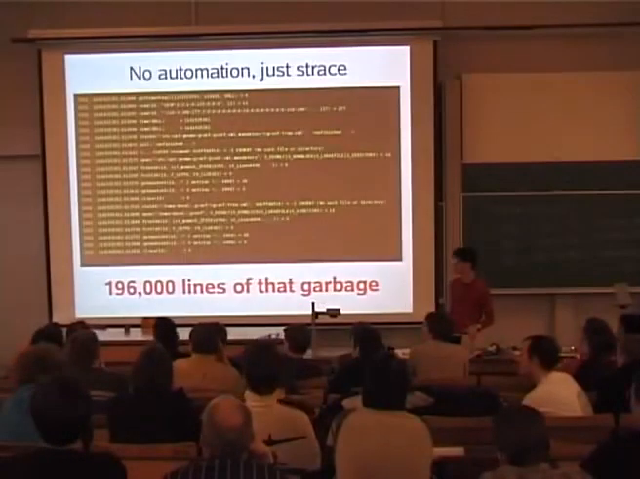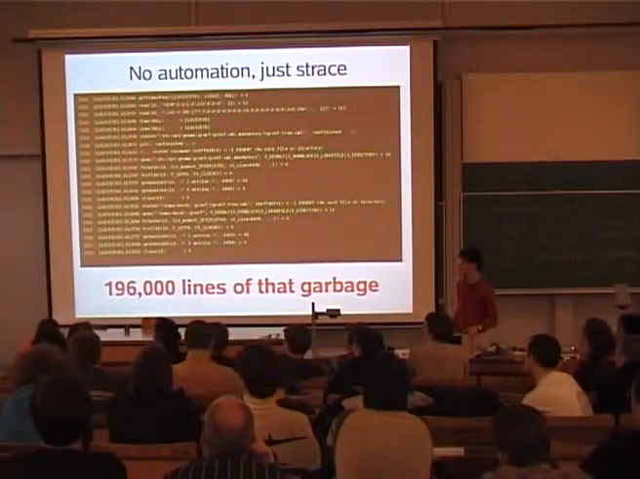Yes? One question, how do you specify the logging points? Where you log? Good question.